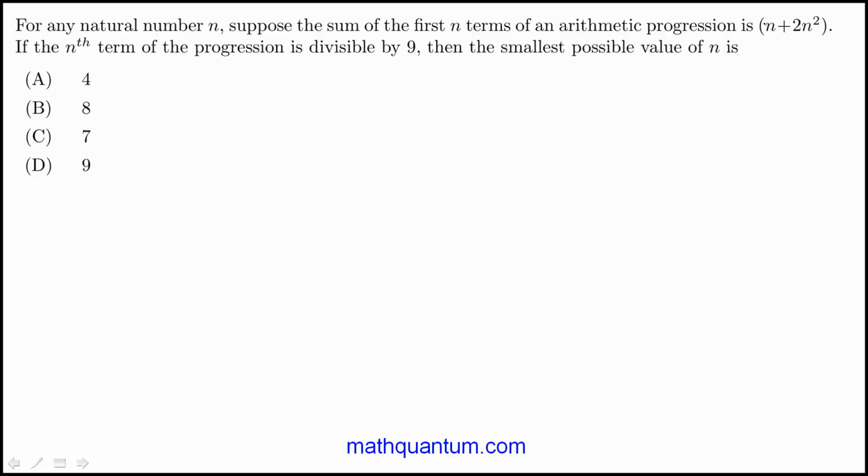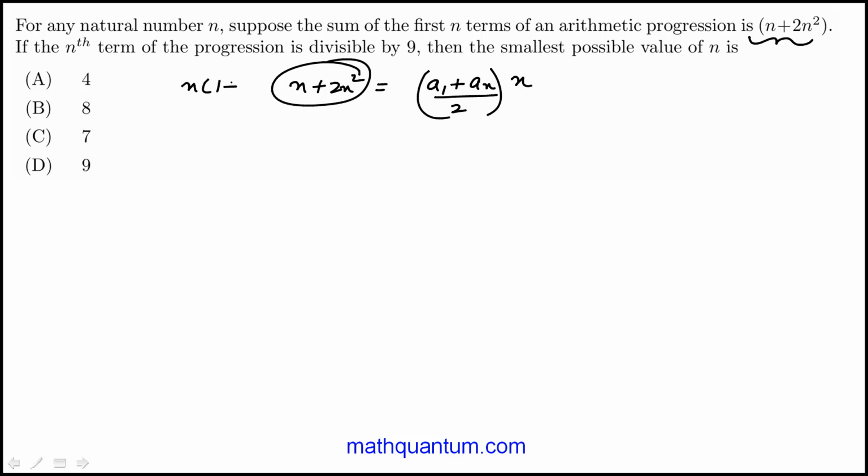So this is a hard question, and I'll start with the expression for the sum. We know that the sum for an arithmetic progression is the average of the first and the last term times the number of terms. So from this, if I factor out an n, we see that this piece, a1 plus a sub n, the first term of the arithmetic progression plus the nth, must equal 1 plus 2n. So I'll rewrite this, multiply by 2, 2 plus 4n.